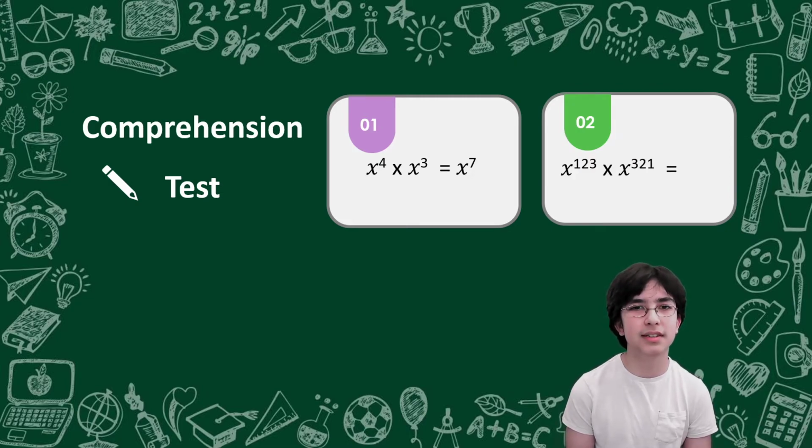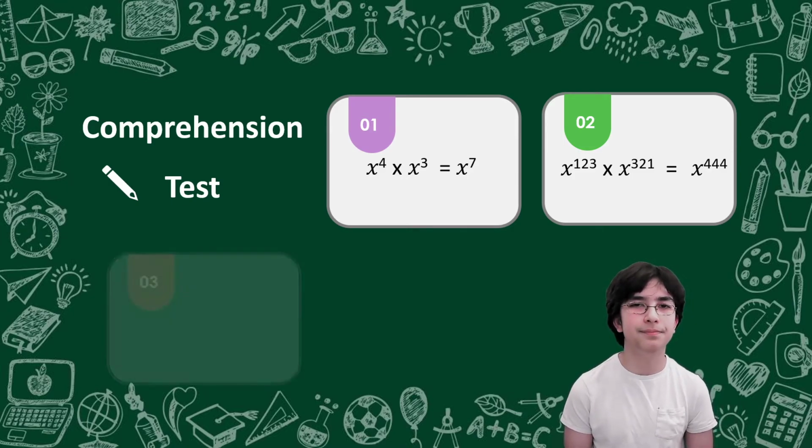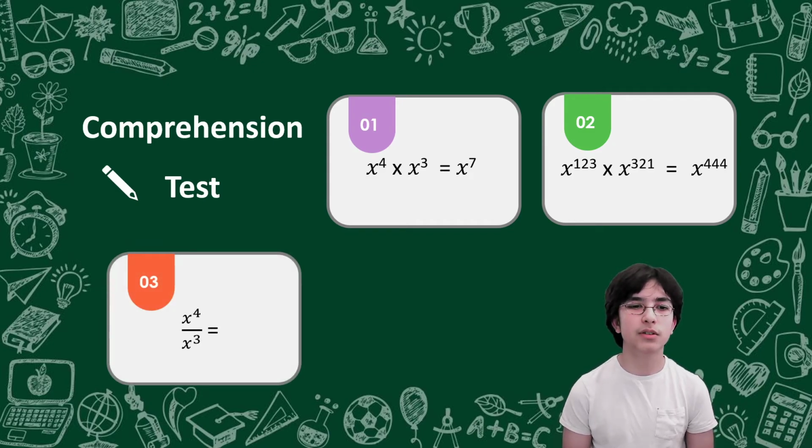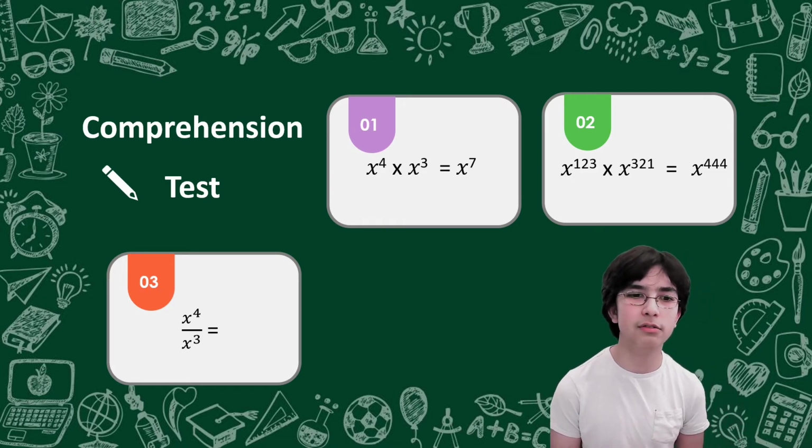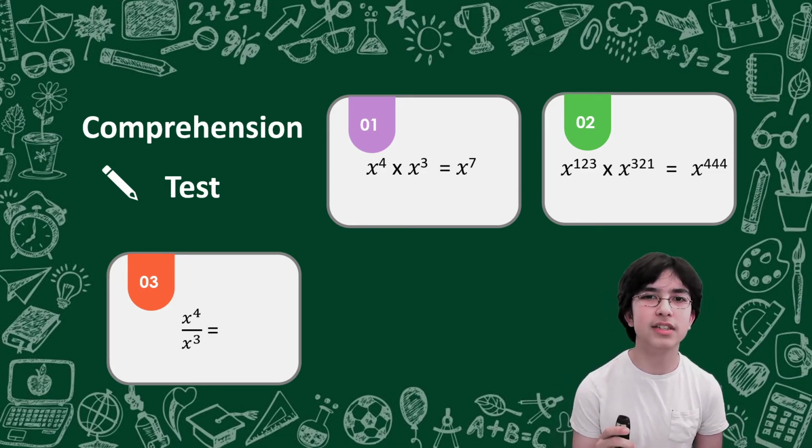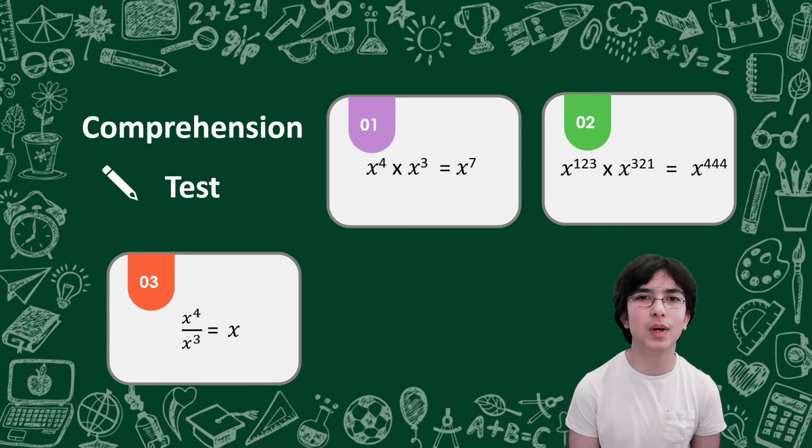And question 2 is, what's x to the power of 123 times x to the power of 321? And this would be x to the power of 444, because 123 added to 321 is 444. And question 3 is, what's x to the power of 4 divided by x to the power of 3? And that would be just x, because 4 minus 3 is 1. When dividing indices, you subtract.